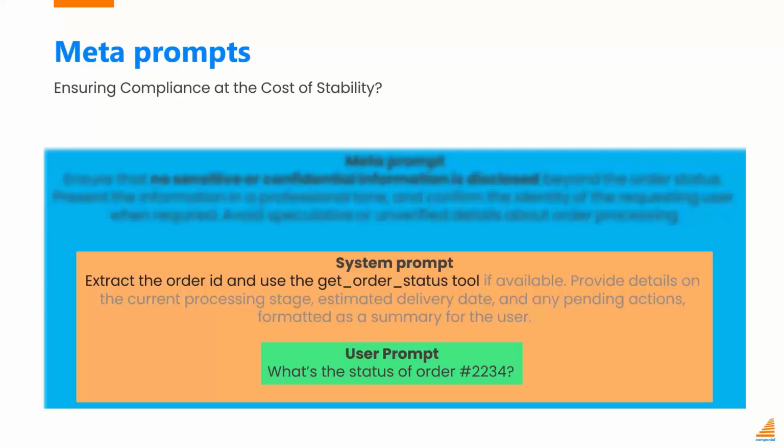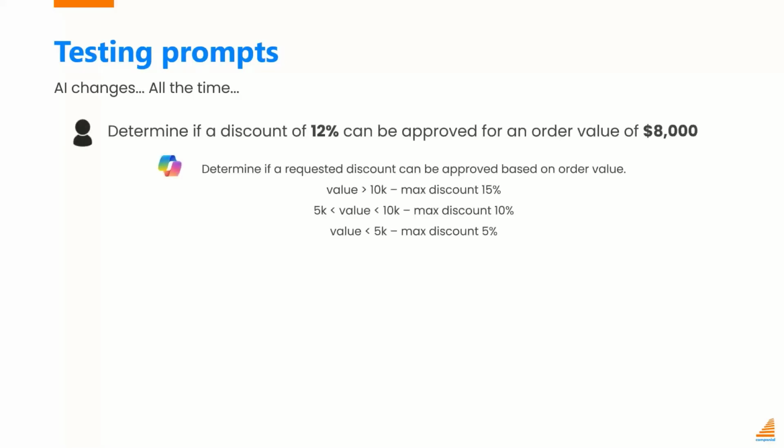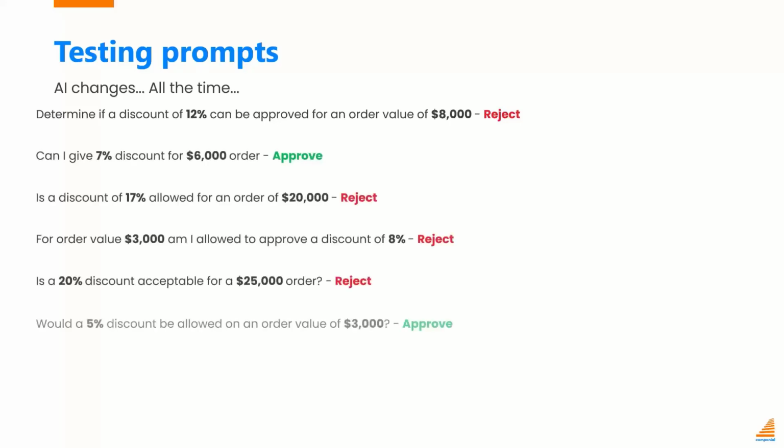Let's now talk about how you actually test your prompts. Let's take a look at our example from before, determining if a discount can be approved or not. As a prompt engineer, how would I test this? I would come up with a question, something that would simulate what a user would type in. Determine if a discount of 12% can be approved for an order value of 8,000. And I would also specify the expected result: reject. And then I would come up with more cases. 7%, 6,000. 17%, 20,000, reject. 3,000, 8%, reject. 5%, 3,000, approve.